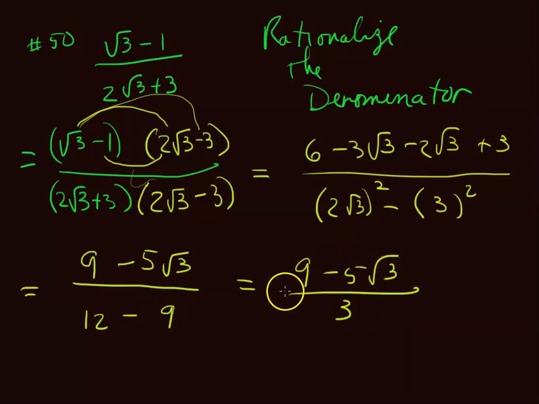Can you reduce this? Well, that 5 gets in the way. If this were 6, then you could divide everybody by 3. But it's got to be everybody. You can think of this as 9 over 3 minus 5 square roots of 3 over 3. And this you can reduce, I guess, if you'd like. But this one you cannot. So I would accept either way here. Okay. How about number 66?